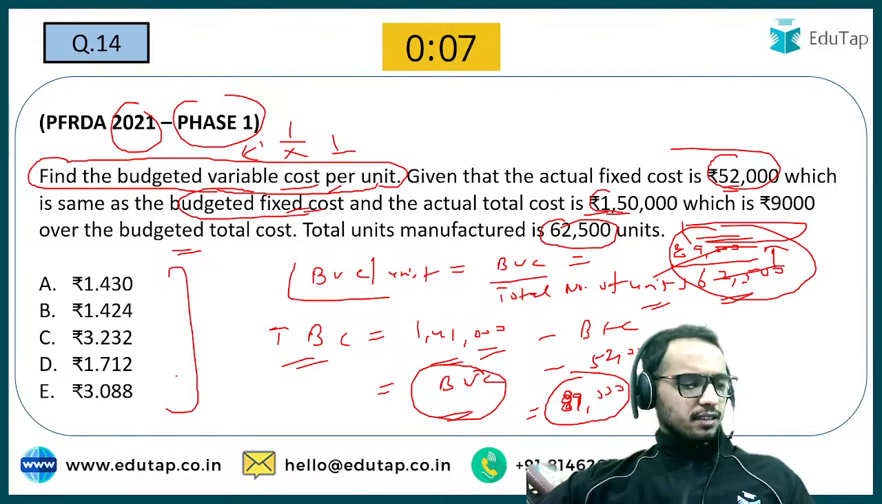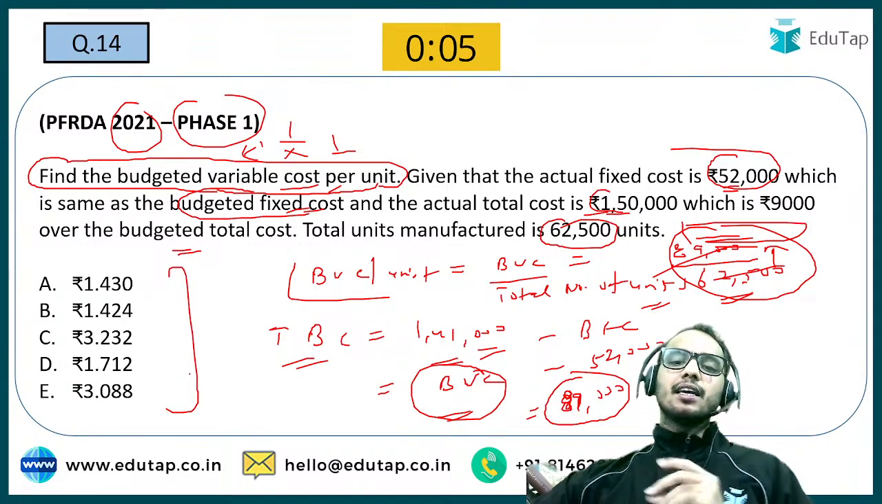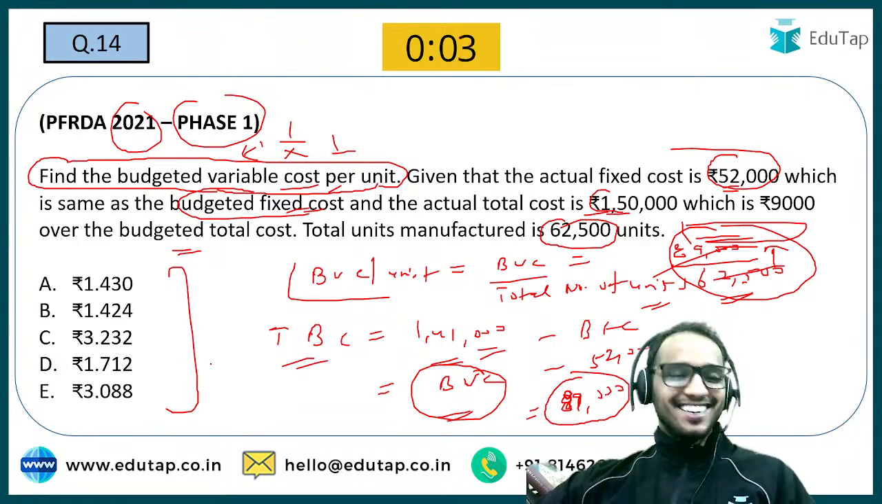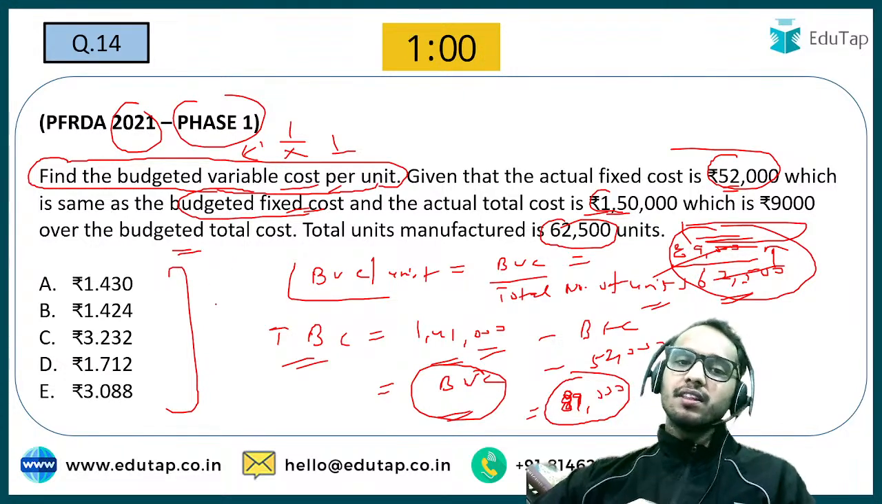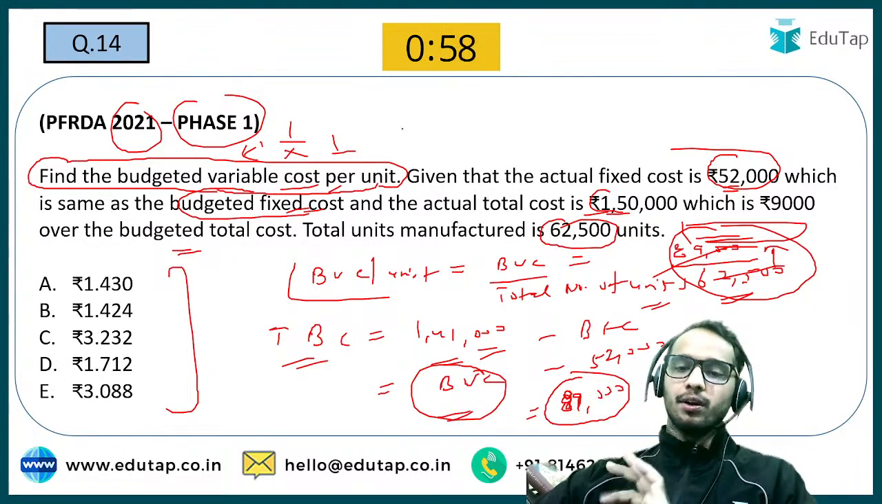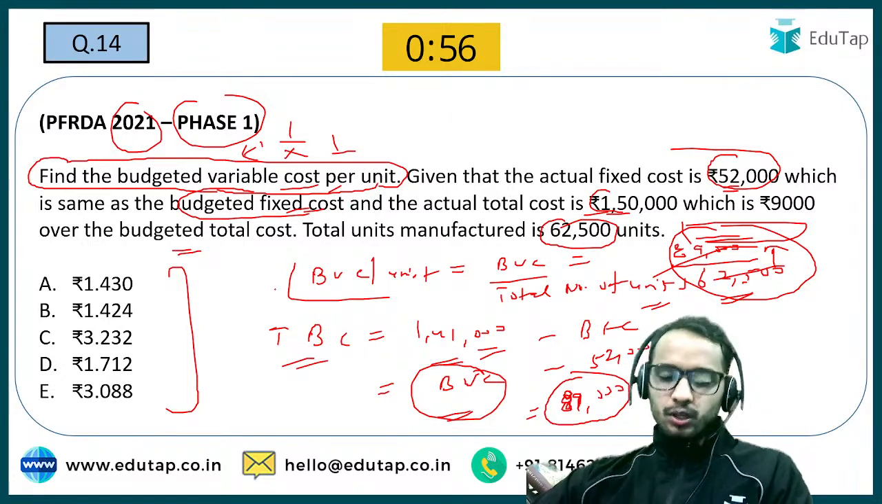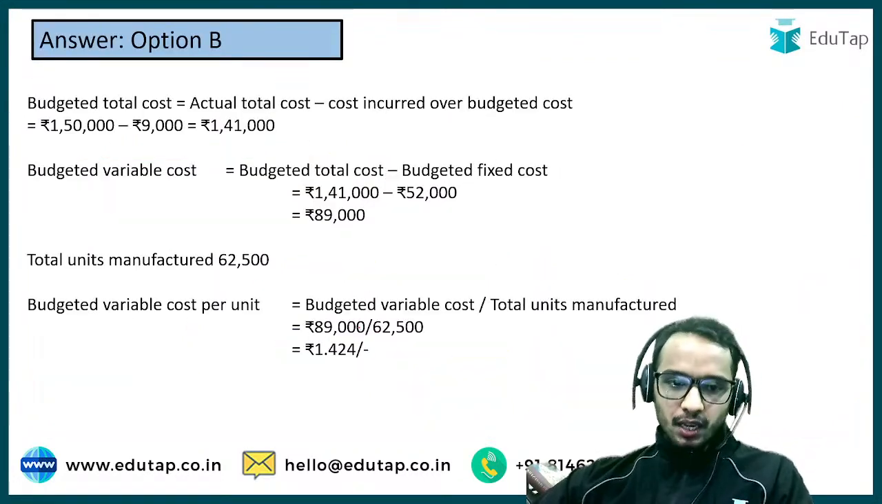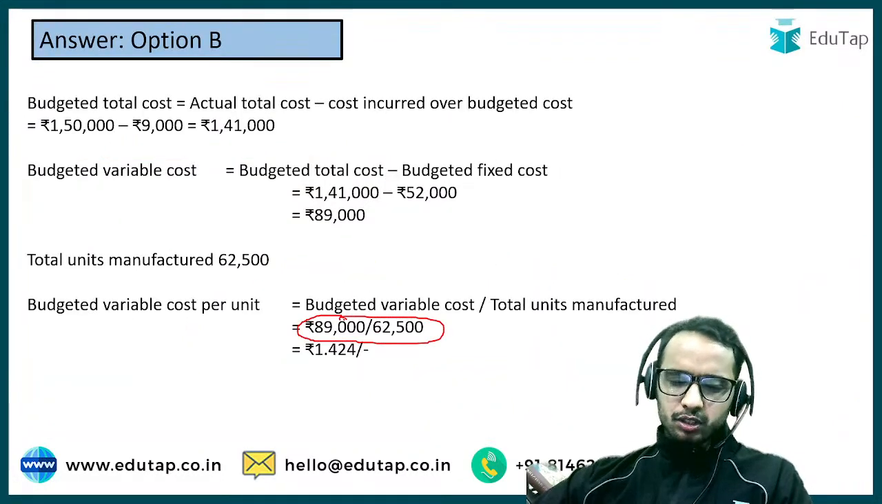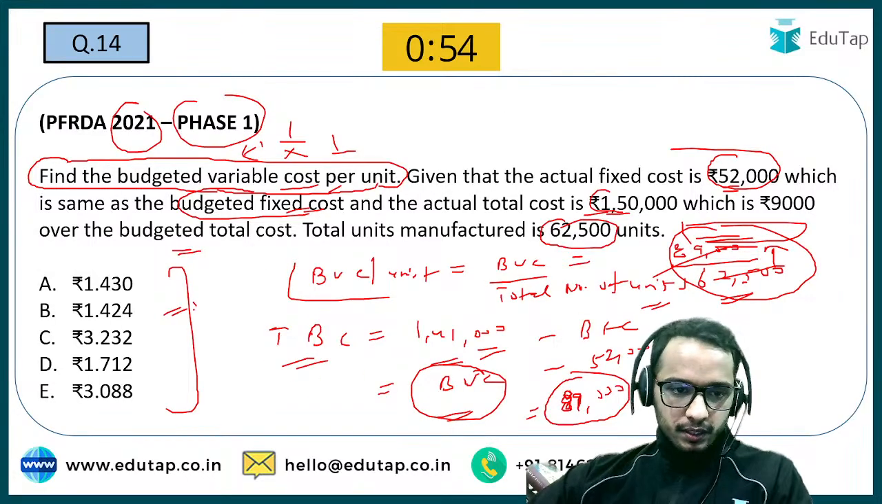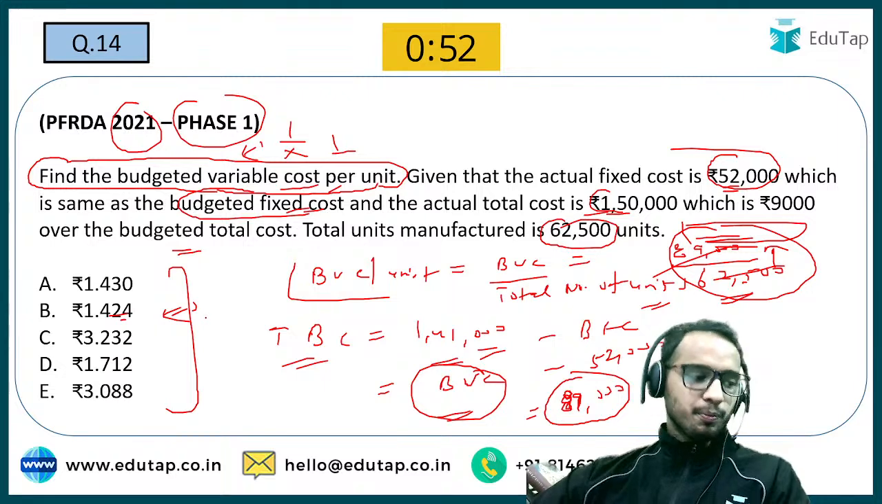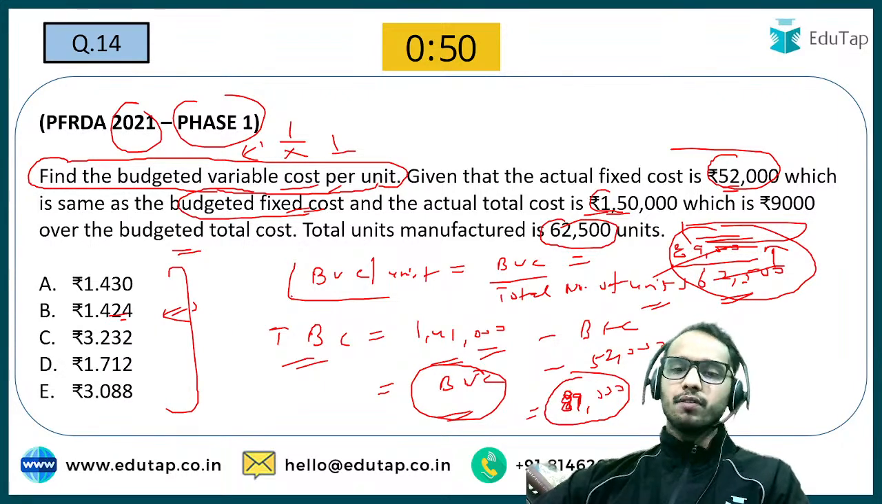Let me check the chat section, and yes, everyone is correct again. That's really good. In phase 2 you might have the calculator, but in phase 1 you won't have the calculator. You have to do it on your own. So the answer would be option B. When you divide 89,000 by 62,500, you will have 1.424. Most of you are correct.